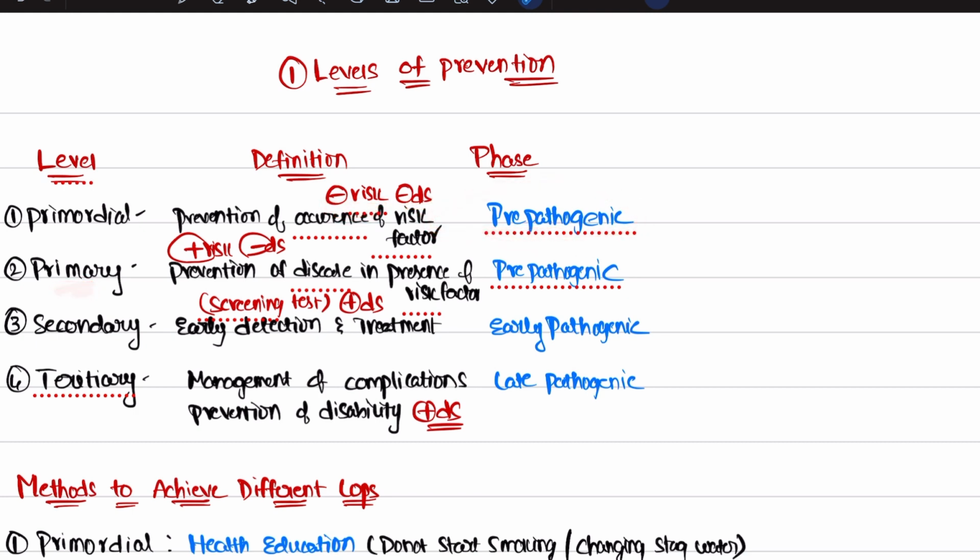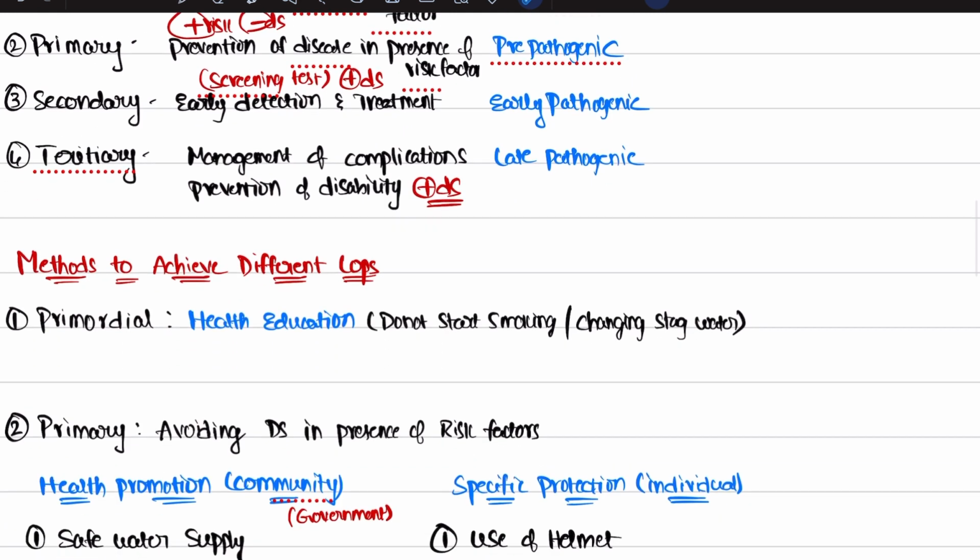In the primary, the risk factor is there and the disease is absent. So this is the pre-pathogenic phase. In secondary, all the screening tests like a pap smear or any ultrasound or any health checkups or annual health checkups, it all comes under screening test. And next is tertiary. In tertiary, we already have the disease and we are preventing the complications. That comes under the tertiary level of prevention.